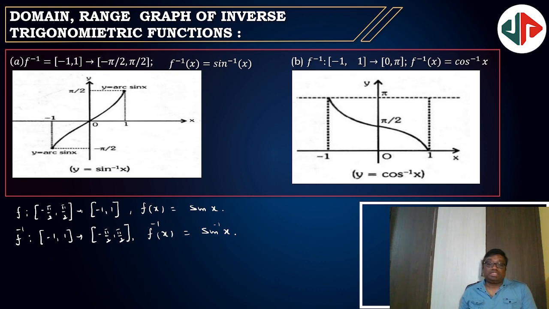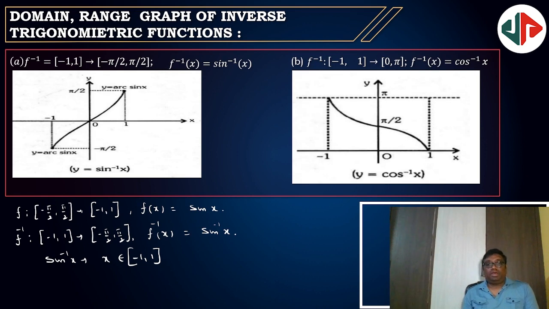Similarly here, sine inverse of x is defined when the x value lies between minus 1 and plus 1. And what is the range of sine inverse of x? It always lies in the closed interval minus pi by 2 comma plus pi by 2.